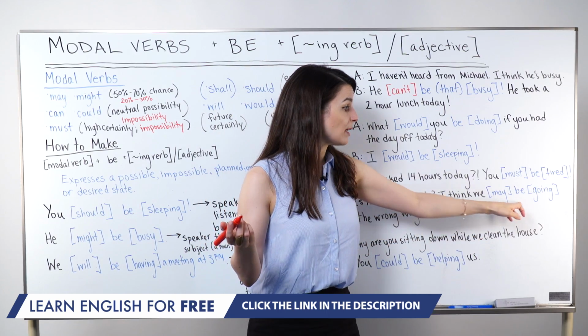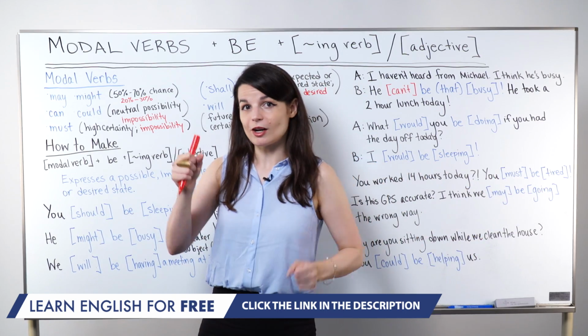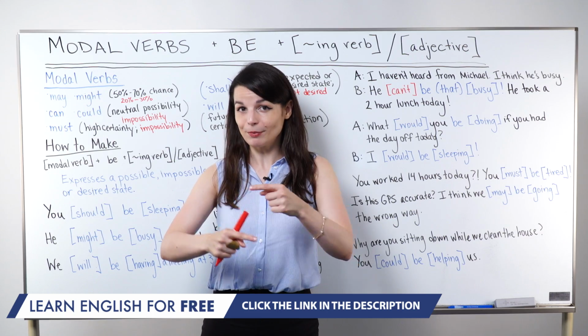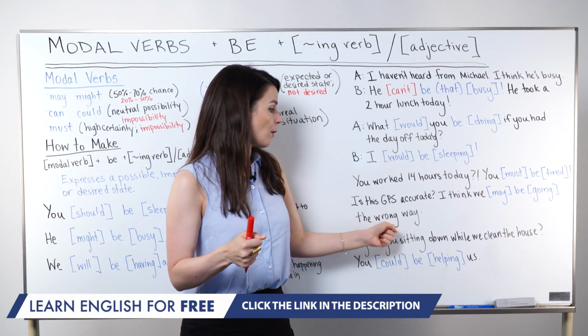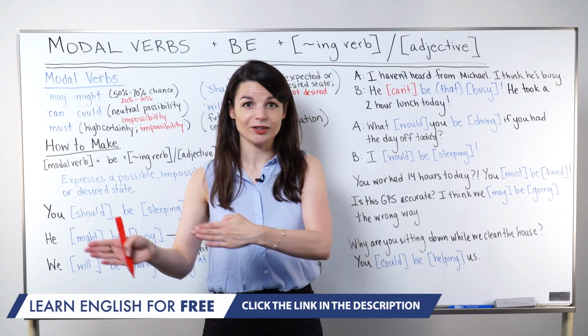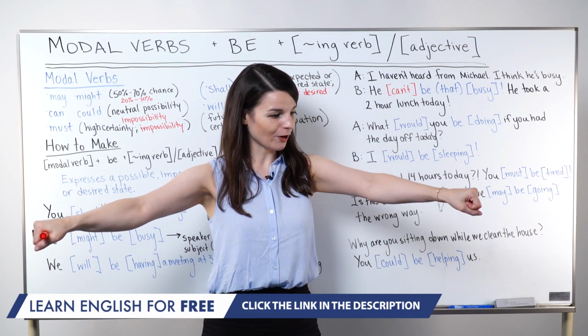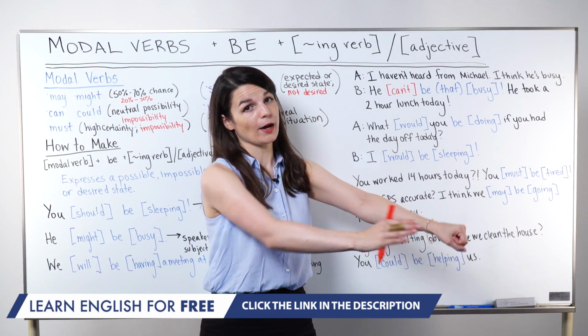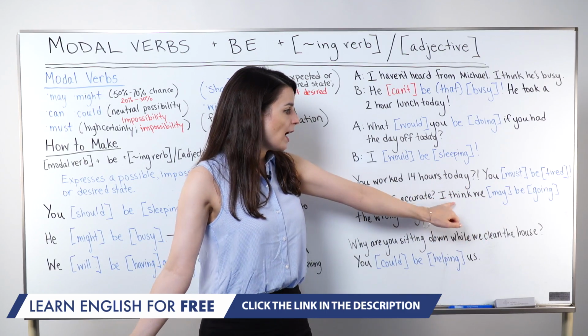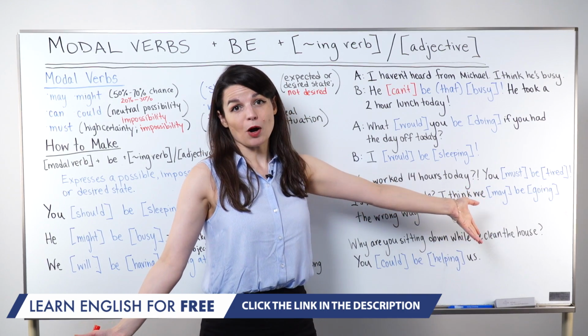We may be going... So this shows our status right now, which is happening now. We are driving. We may be going the wrong way. So the wrong way means the wrong direction. Our destination is here. We are over here. We are going the wrong way. We may be going the wrong way. So could we say, I think we are going the wrong way?